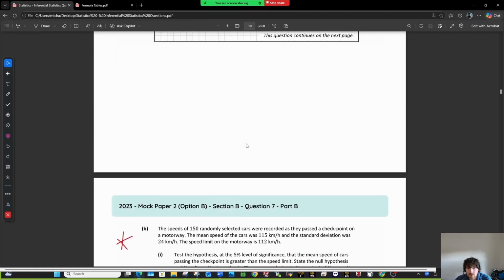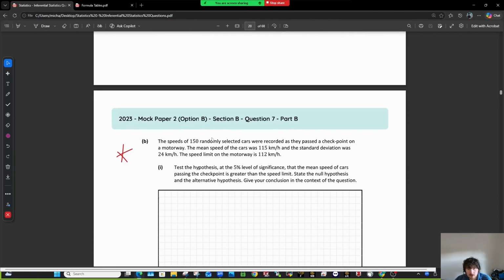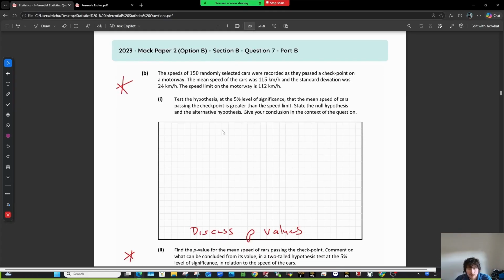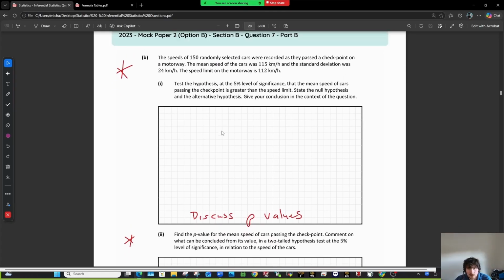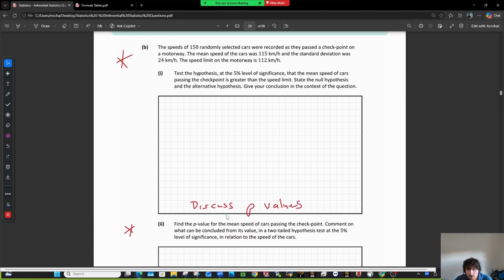So that's that done. I think that's its own standalone question from that year. Then we move on to this other type of question here, which is looking at speeds on a certain road. And then I have a note here to discuss p-values.